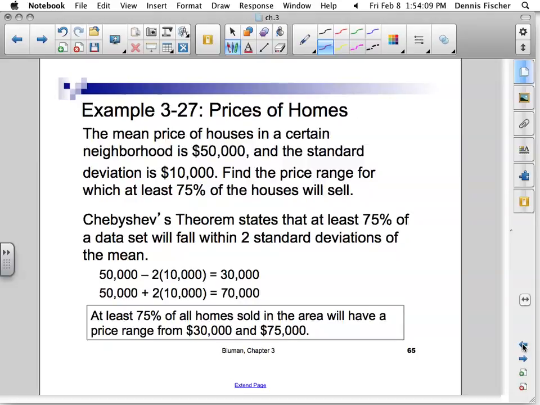Okay. Let's look at one in the book now. I don't like using the ones on the board here. Let's go to your book and let's do a Chebyshev's and empirical rule problem here. So we're on chapter 3.